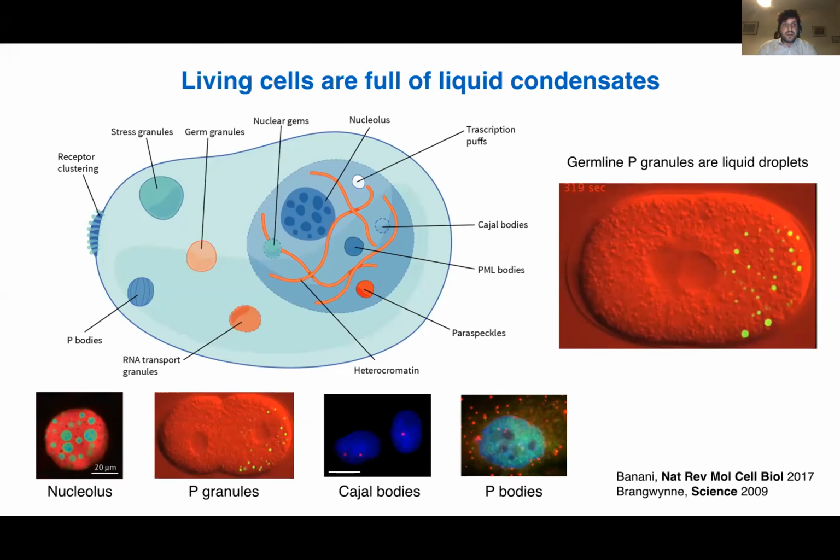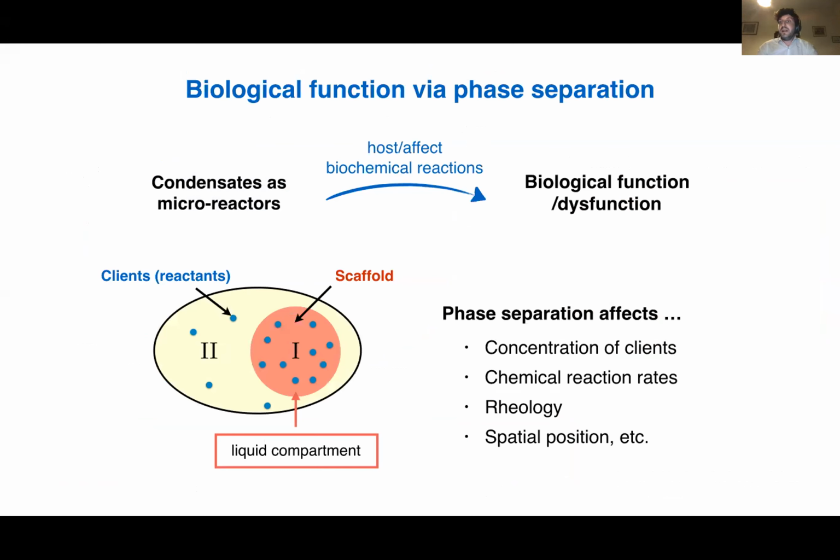Now, of course, the key question in this area is no longer, at least, to find new organelles, but to ask what are these organelles useful for? So how is the cell benefiting from having these organelles? And from a physics perspective, and again, from my point of view, this is really probably the most exciting angle to take. You can view these condensates as microreactors that host a certain set of biochemical reactions which are associated with some form of function or dysfunction.